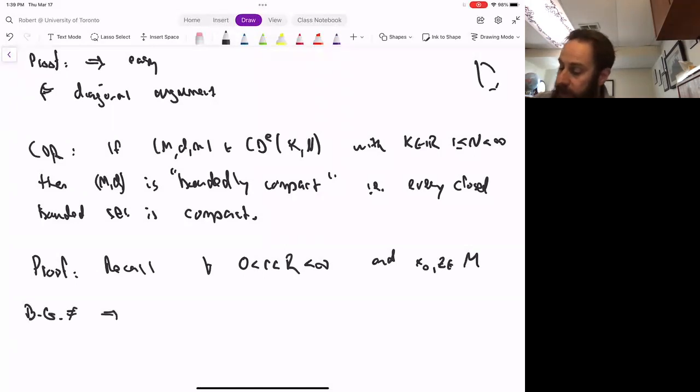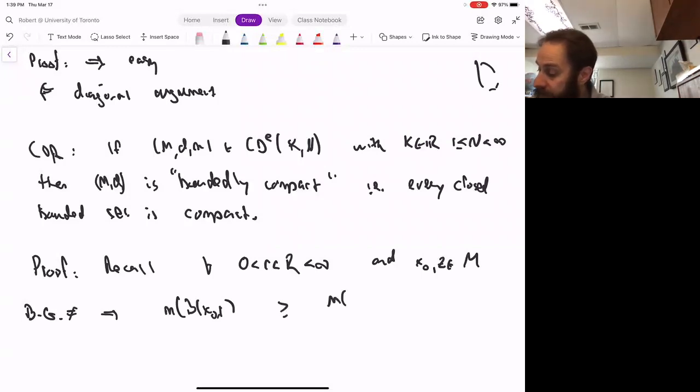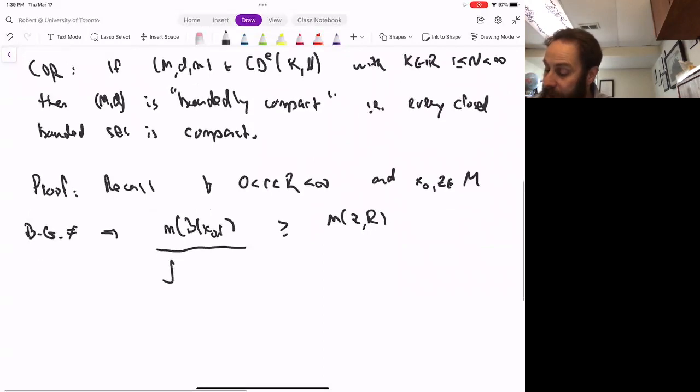the Bishop-Gromov inequality says that the mass of the ball with the small radius controls the mass of the ball with the larger radius, with the appropriate integrals in the denominator. So this is like an integral from 0 to R of whatever the S K over N T to the power N DT over T. Yeah, I was doing that last class as well.